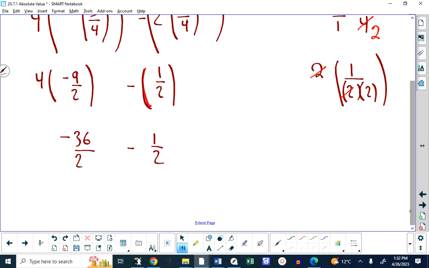I could have, and I almost did. Any idea why I left it that way? Exactly. I got a common denominator. If I get rid of the 2, then I'm just going to have to find a common denominator anyway. So I get negative 37 over 2. These are certainly things you could do in your calculator.